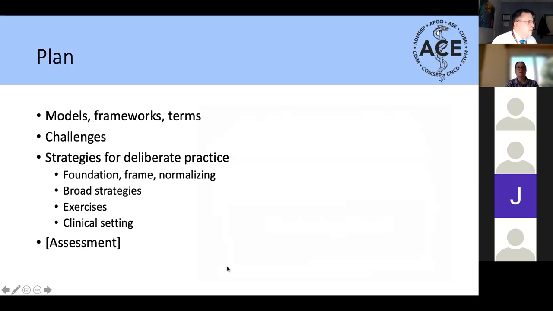So here's the plan. I'm going to go through some models and frameworks and terms related to clinical reasoning that may be more or less familiar to everybody, take a look at the challenges that students face, and then a few strategies for deliberate practice and promoting clerkship-level clinical reasoning. I probably will not do very much on assessment; I'll let you know what's in the chapter. But as with many things, educational assessment is probably the least studied and worked over part of the literature on clinical reasoning, so I won't dwell there.